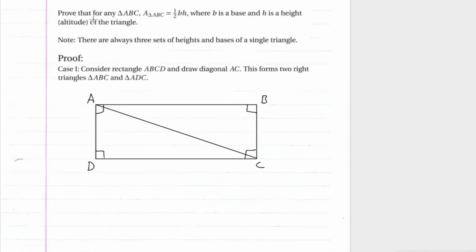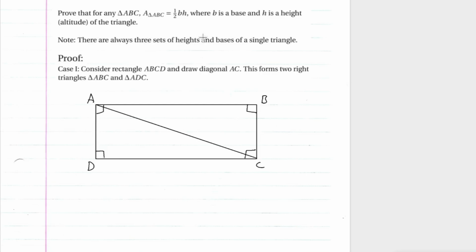All right, so we're going to prove that for any triangle ABC, the area of triangle ABC is 1/2 base times height, where of course B is the base and H is the height or altitude of the triangle. I just want to make a note: there are always three sets of heights and bases of a singular triangle. It just depends how you orient them.